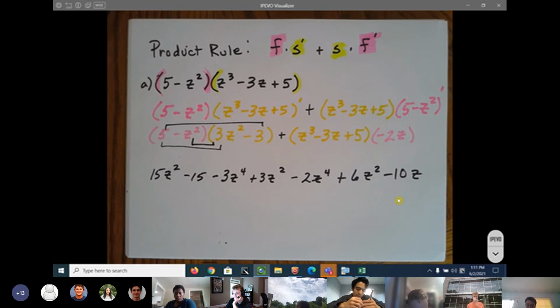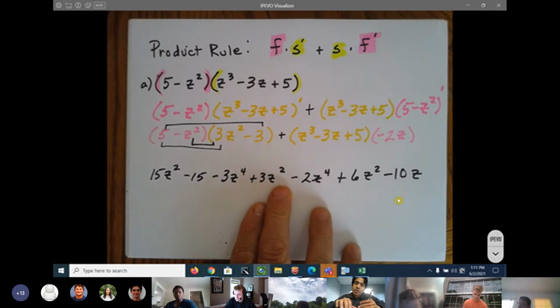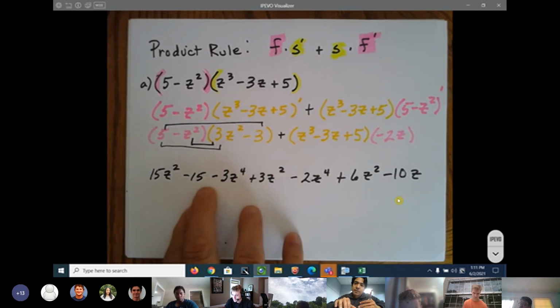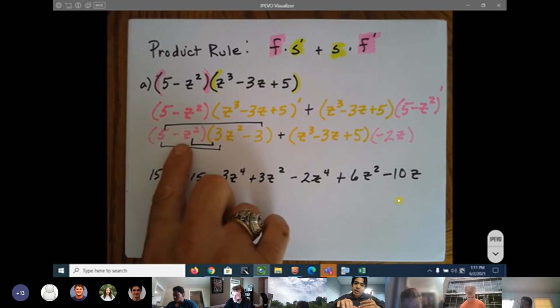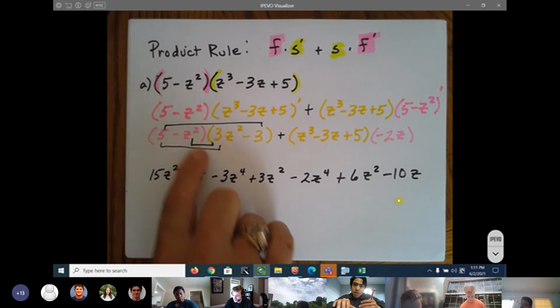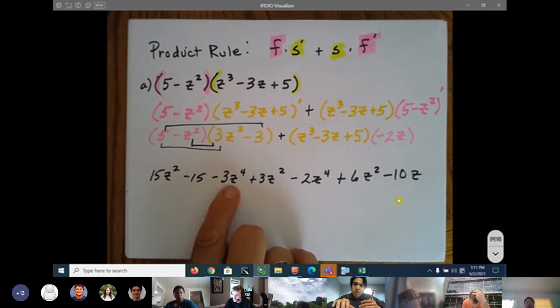Dogecoin, how'd you get the negative z to the fourth? Where? On the first one. After the negative 15, how'd you get the negative? Yeah, that one. Oh, okay, never mind. Inside, 3 times z is negative 3, and z squared is z to the fourth.